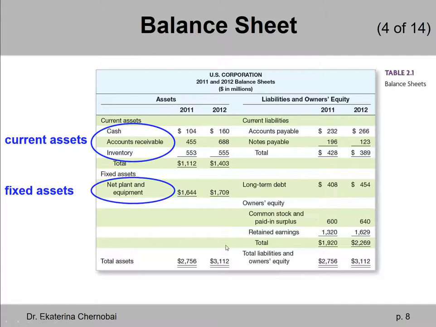In this sample balance sheet here, we actually have, in a way, two balance sheets. One for 2011 and one for 2012. So current assets and fixed assets are on the left-hand side, and notice how current assets are first, followed by fixed assets underneath. And it's actually going to be the same structure when we then look at liabilities and equity. We will have current liabilities first and then longer-term liabilities underneath.